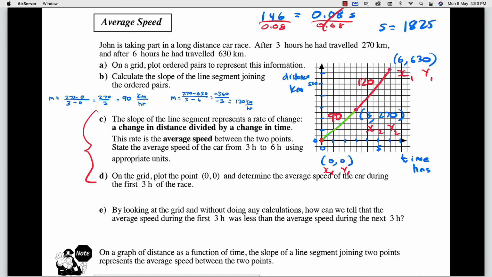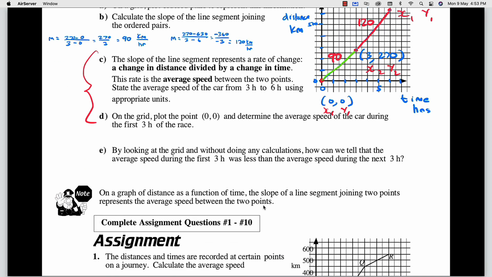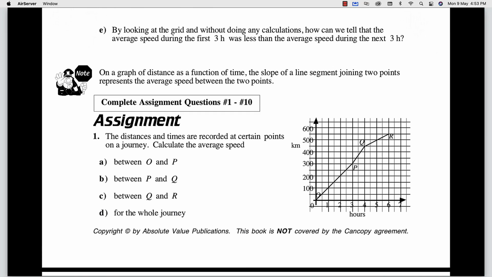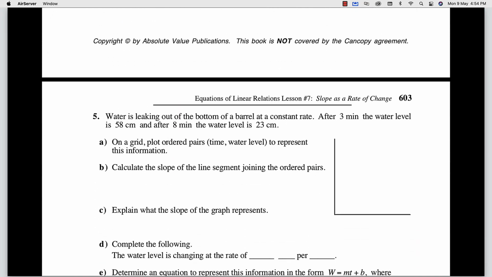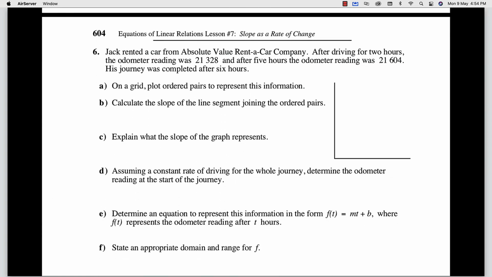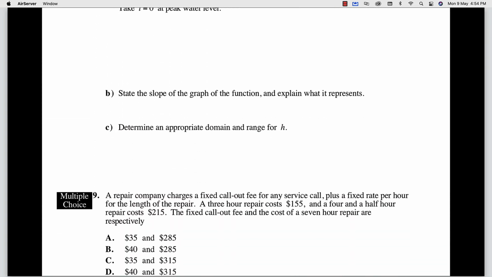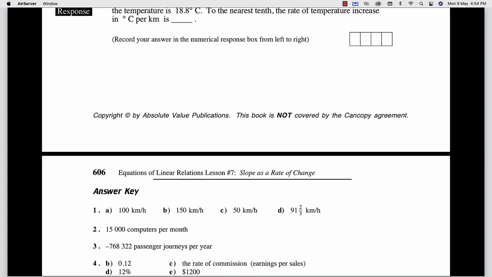Okay, that should be the end of this. And now we need to move on to the assignment on page 601, and all of the answers are at the end of that, as usual, on page 606.